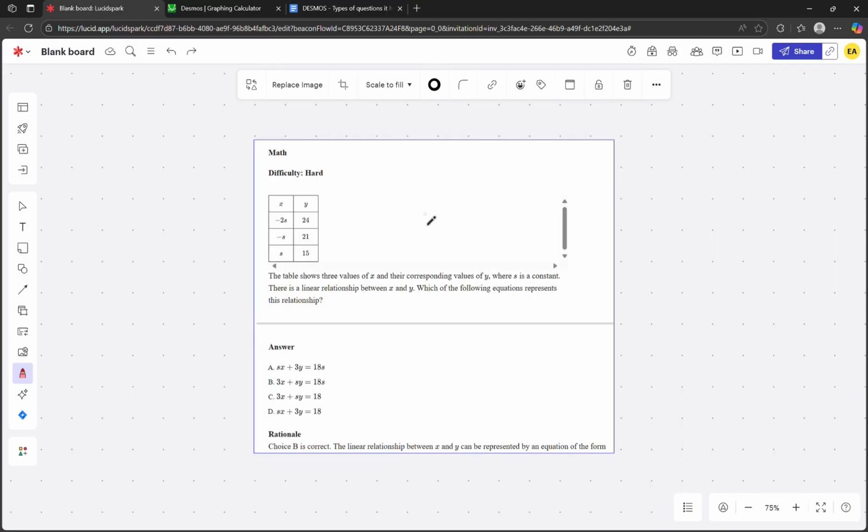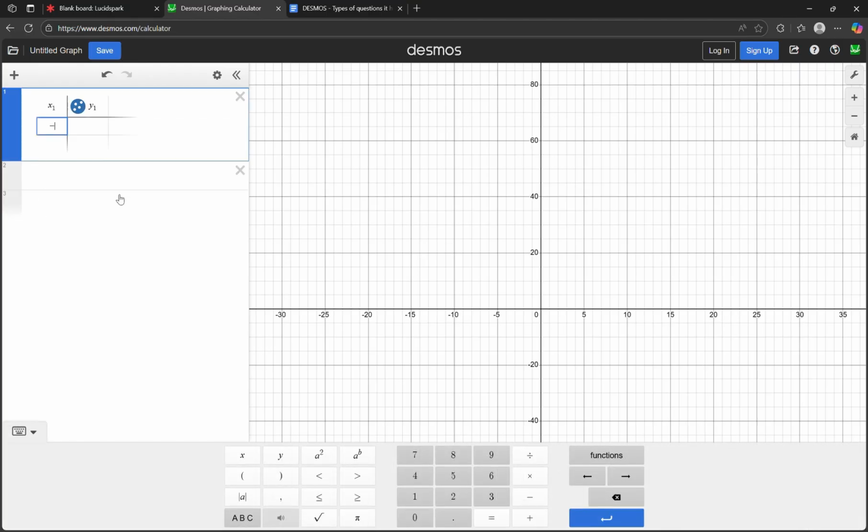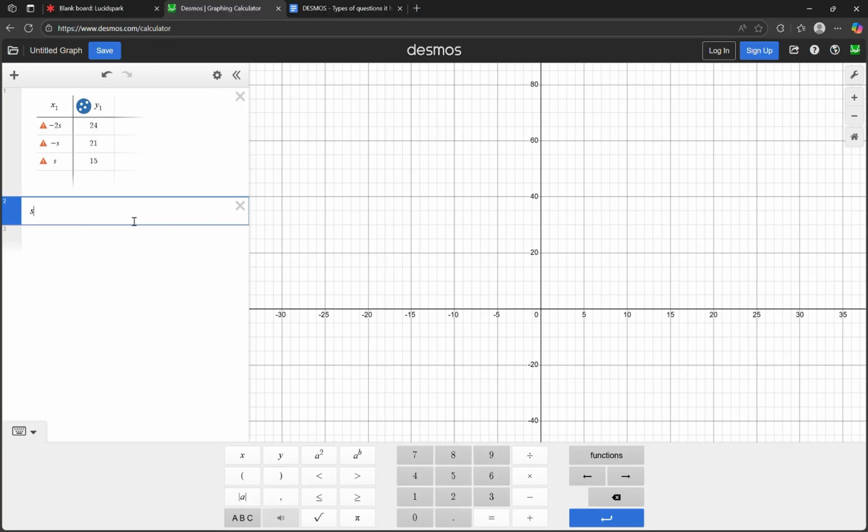Okay, next question. So this one, we once again have a table. So we're going to go into Desmos and we're going to create a table. And I recommend doing this with me as I do it, just so you actually get practice and not just watch. But obviously, if you're busy, that's totally fine. But try practicing on your own. Okay, after you plug in your table, you're going to set S to 1. And then once again, make a linear regression.